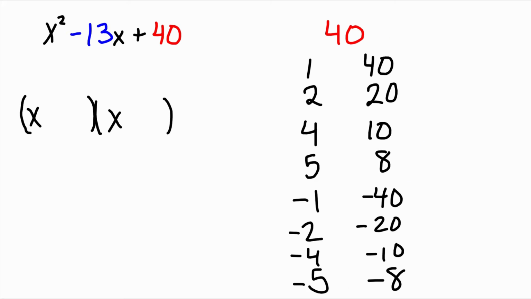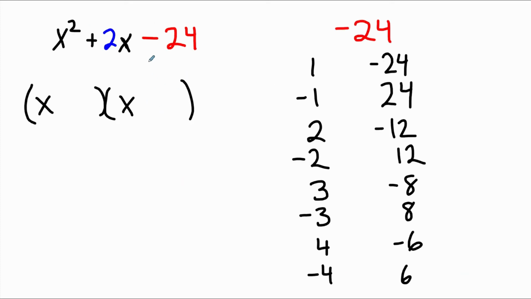And so which pair adds to negative 13? That would be negative 5 and negative 8. So negative 5 plus negative 8, that equals negative 13. And just like the previous one, you draw the parentheses, make sure the parentheses are touching, put an X in the front. We've got minus 5, and we have minus 8. Easy.